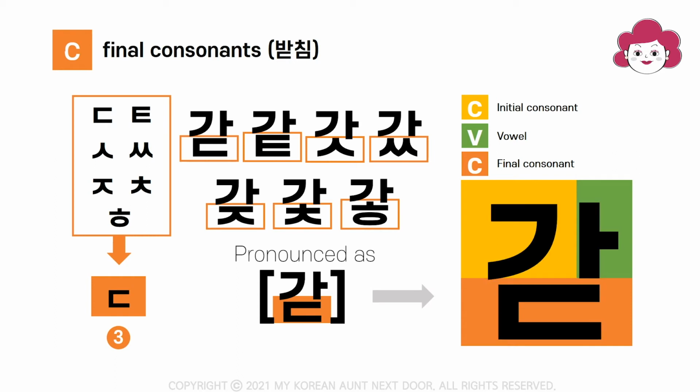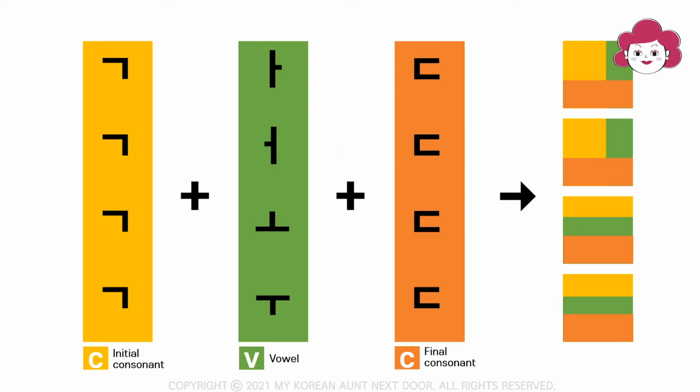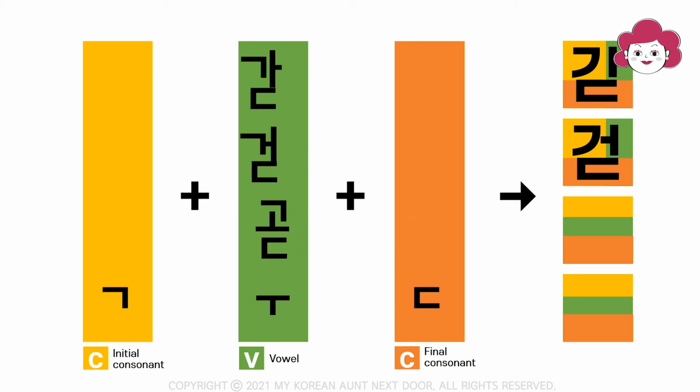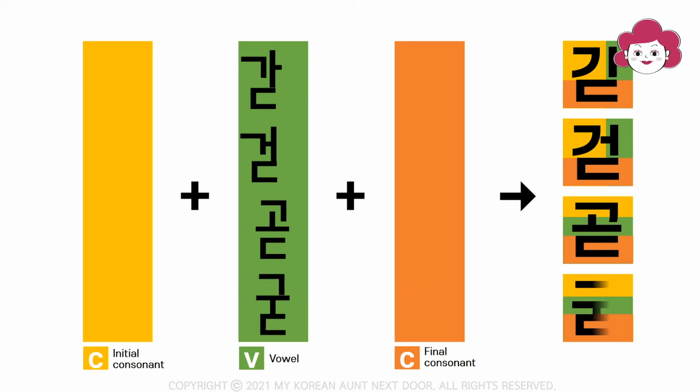Let's combine initial consonant 기역, vowels 아, 어, 오, 우, and the final consonant 디귿. 그, 아, 읏. 갓. 그, 어, 읏. 겉. 그, 오, 읏. 곧. 그, 우, 읏. 굿.